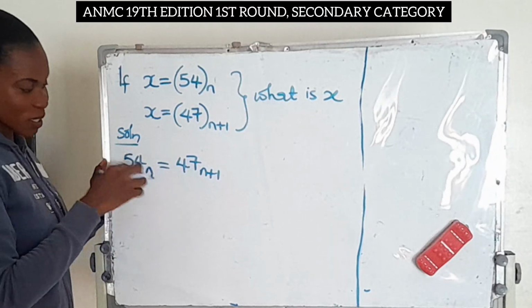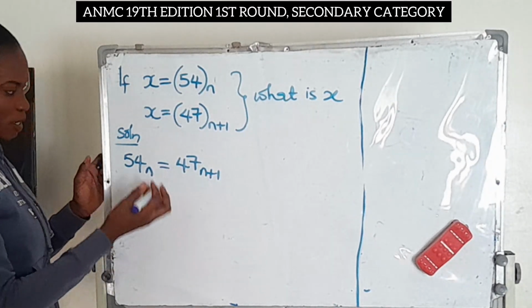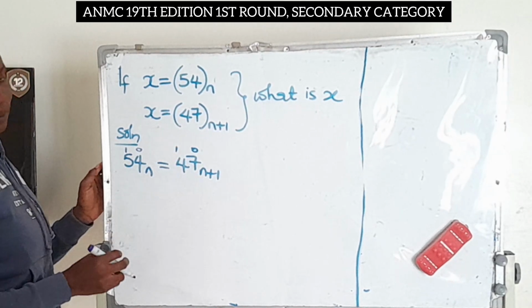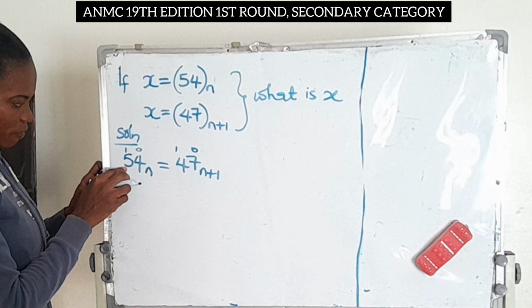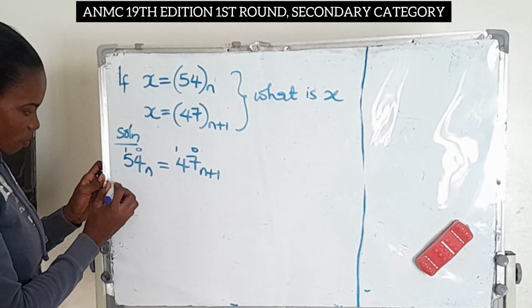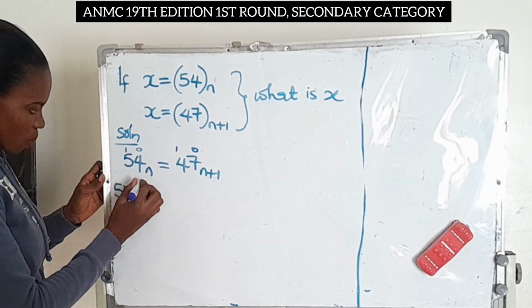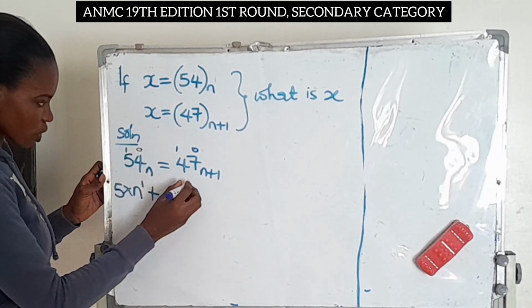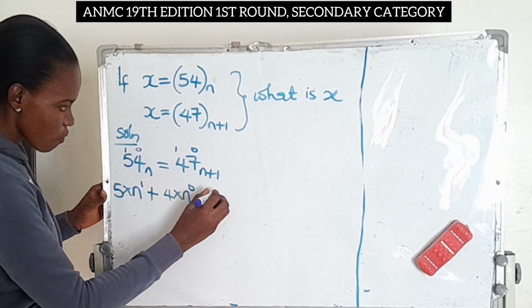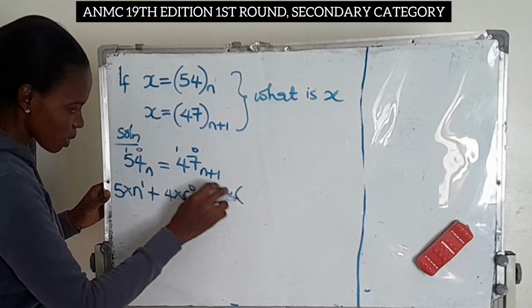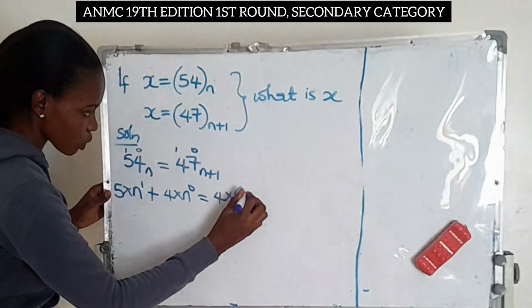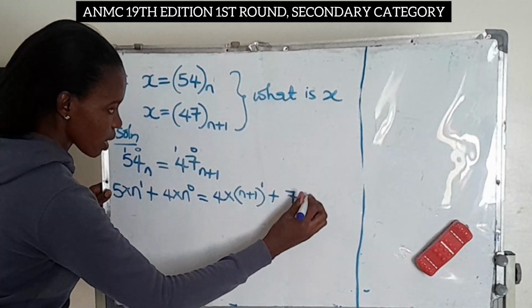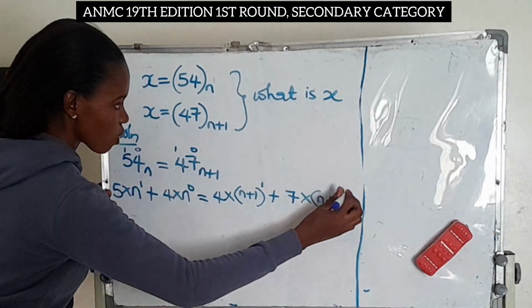Okay, so let's express this in base 10. You remember how to express in base 10? You start from the back: 0, 1, 0, 1. Alright, so we start 5 times n raised to the power of 1, plus 4 times n raised to the power of 0, is equal to, come to this side, 4 times, I will use bracket because it's two terms, n plus 1 raised to the power of 1, plus 7 times n plus 1 raised to the power of 0.